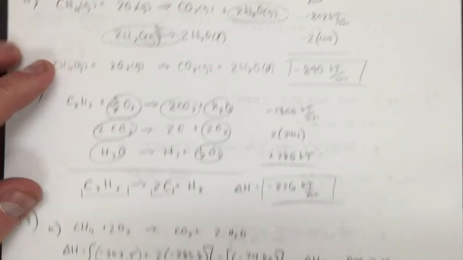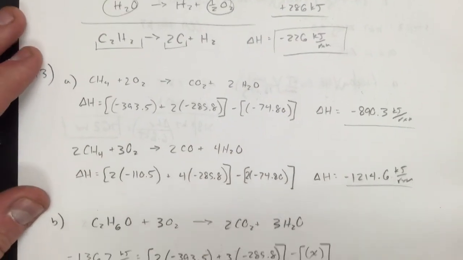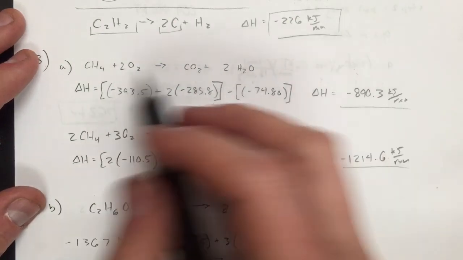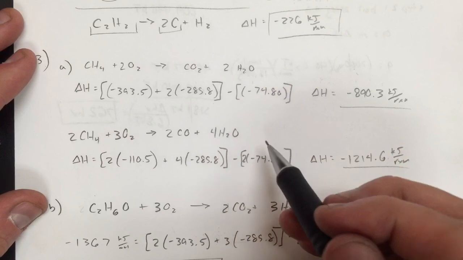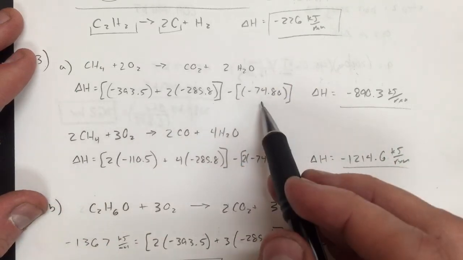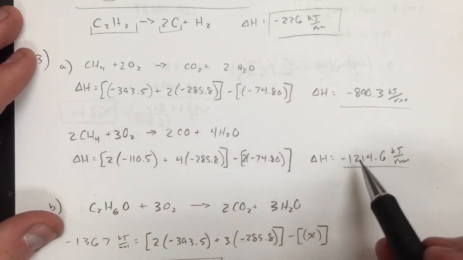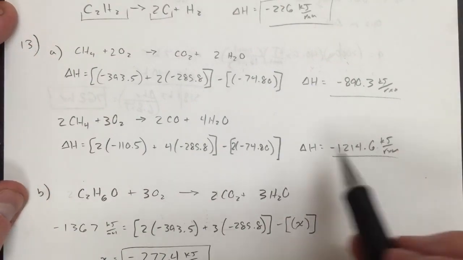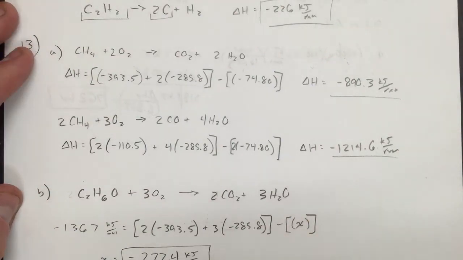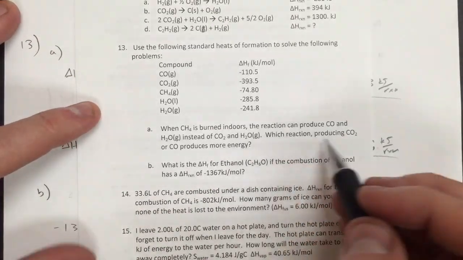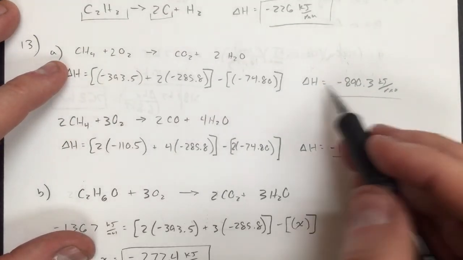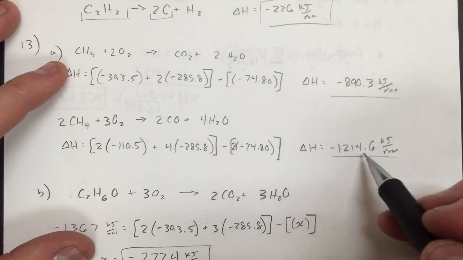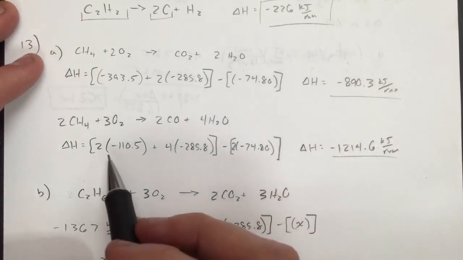So to do that, we first had to write the reactions for the two burnings of methane, one producing carbon dioxide, one producing carbon monoxide, and balance those reactions, and then use the heats of formation to figure out the delta H. Now, the way the question is worded, it should have been more clear which reaction produces more energy. You can just go with the straight numbers, because the straight numbers just say that 890 and 1214, that the second one produces more energy.